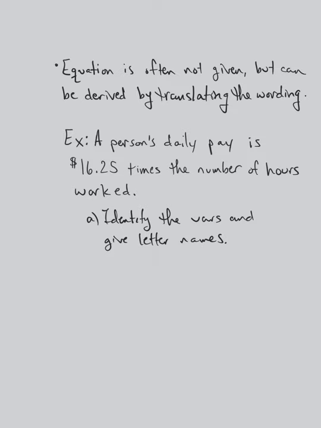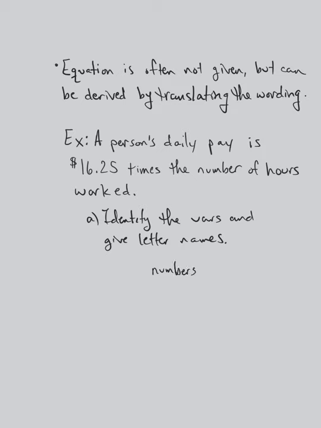Whenever we want to identify the variables, we want to think about things that can change. Think practically here in terms of working. Most days you're probably going to work 8 hours, or if you have a part-time job, 4 hours. But they can change. Things can come up, or you might work 4 hours one day and 6 the next day, and so on. So the number of hours worked can change.